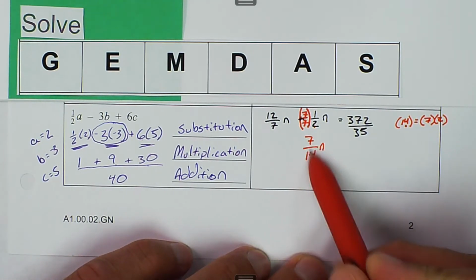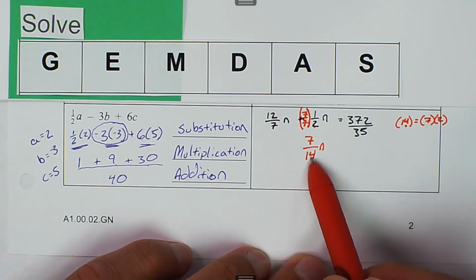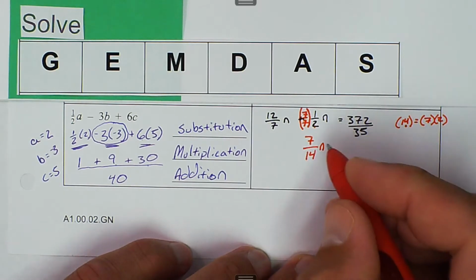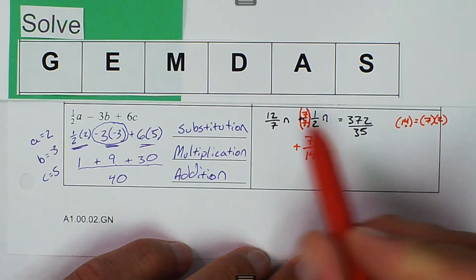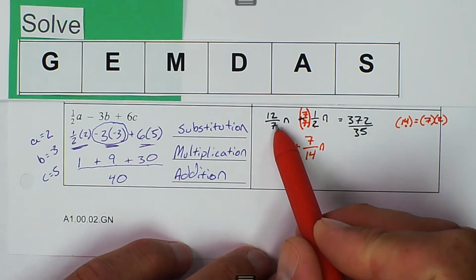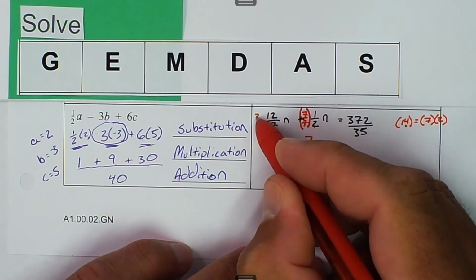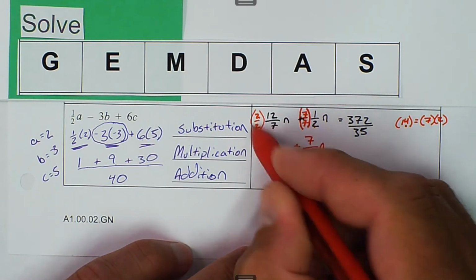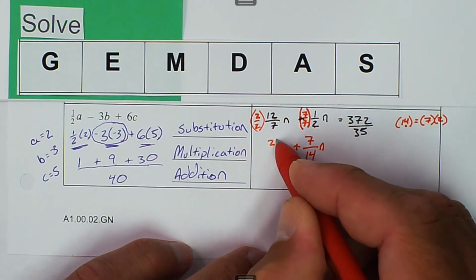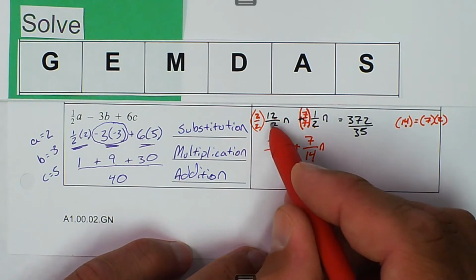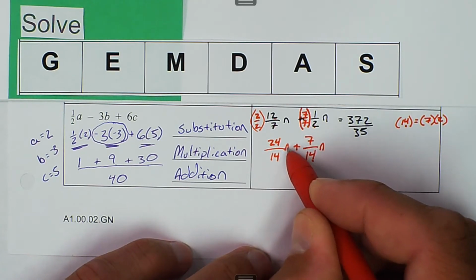This doesn't change the value because 7 divided by 14 still reduces to 1/2. So this still means 1/2. It just looks different. Bring down our plus sign. And now we have 12 over 7. How do we make 7 become 14? We have to multiply by 2 over 2. So 2 times 12 is 24. 2 times 7 is 14. And we can bring down the n.